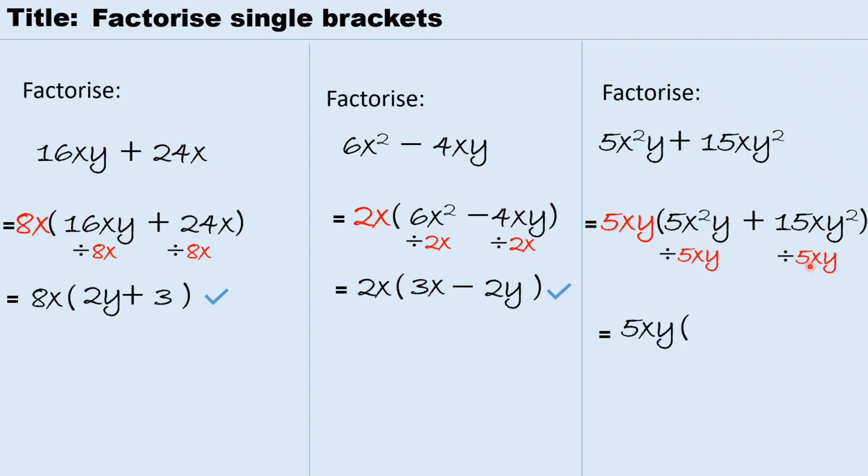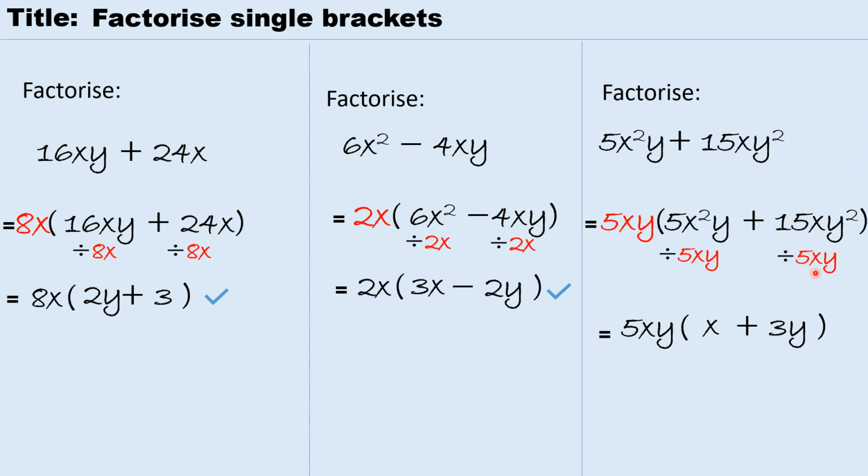Therefore your answer will be 5xy, open bracket, 5x squared y divided by 5xy is x. 5 goes into 5 one time, x goes into x squared x time, and then y divided by y is 1. Then add 3y. Remember, 5 goes into 15 3 times.